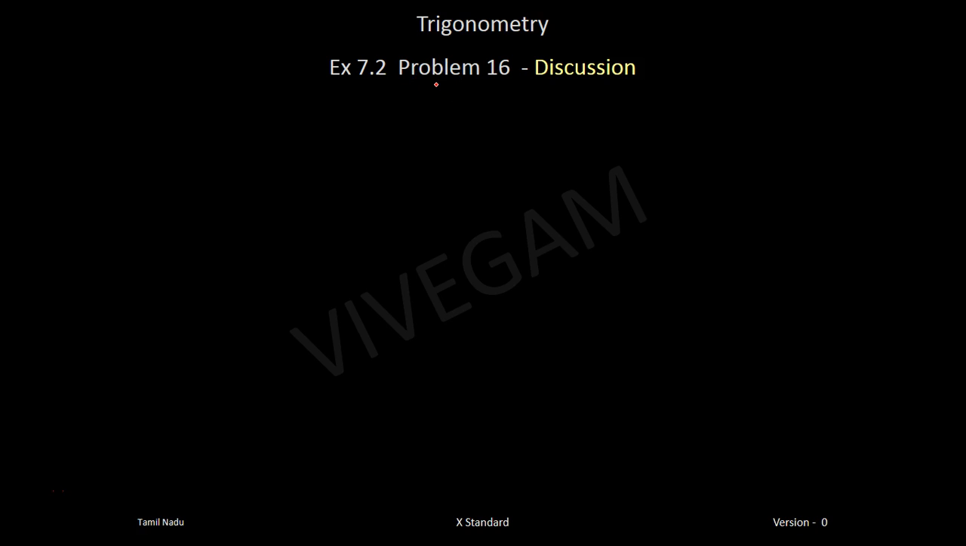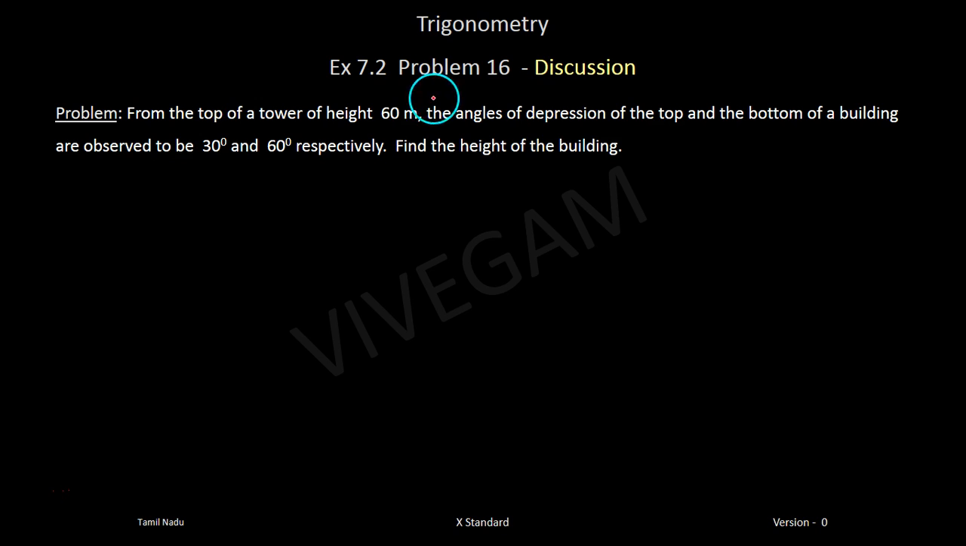Exercise 7.2 Problem 16 discussion. From the top of a tower of height 60 meters, the angle of depression of the top and the bottom of a building are observed to be 30 degrees and 60 degrees respectively. Find the height of the building.